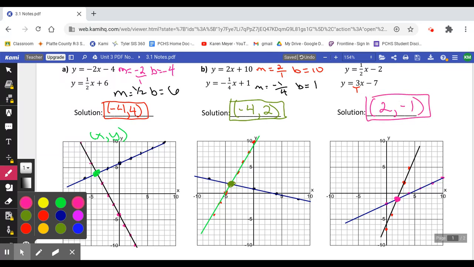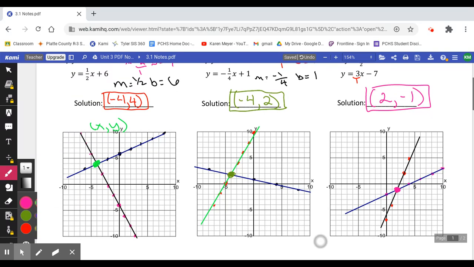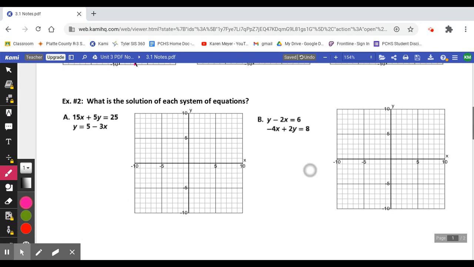Got that one right, fabulous. If you did not get it right, make sure you put a star next to it so we can talk about it in class. Moving on.